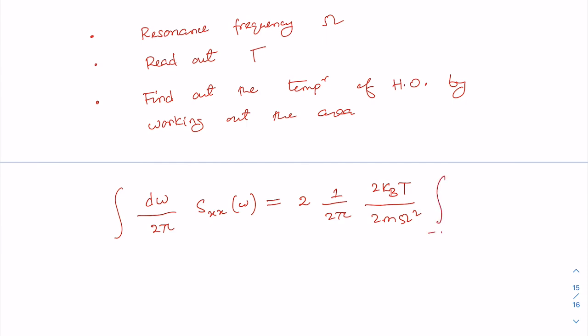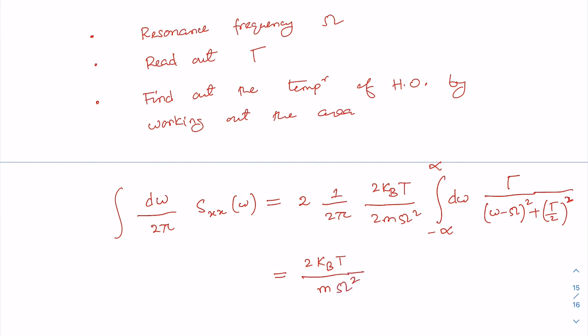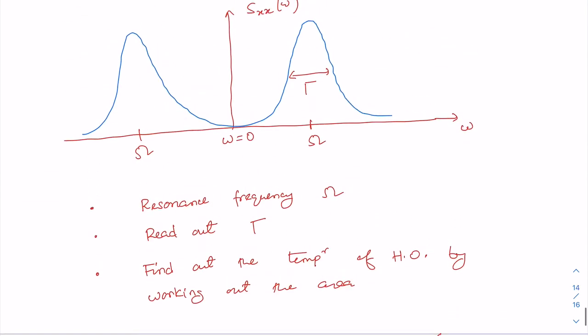So I will have the integral from minus infinity to plus infinity of d omega gamma divided by omega minus capital omega whole square plus gamma by 2 whole square. If you do the calculations, and it's very straightforward, please do that, you will get twice kBT divided by m omega squared, this omega being capital omega, and this is nothing but the variance. So that's how you'll be able to find out the temperature also, just by finding out the area.